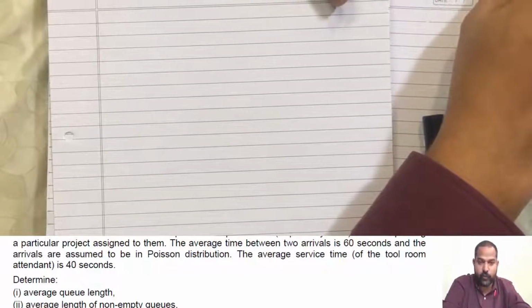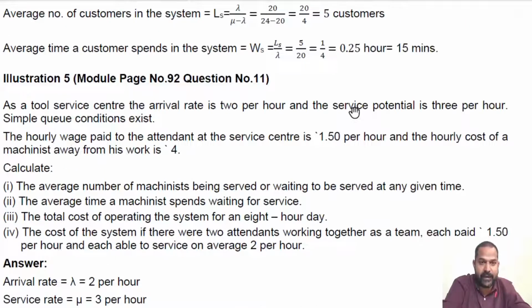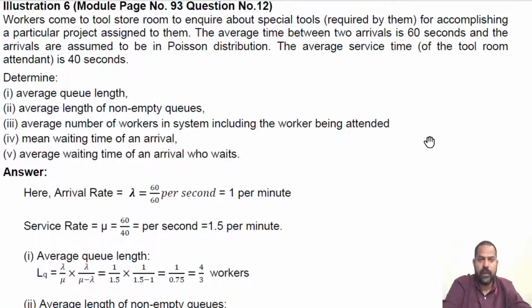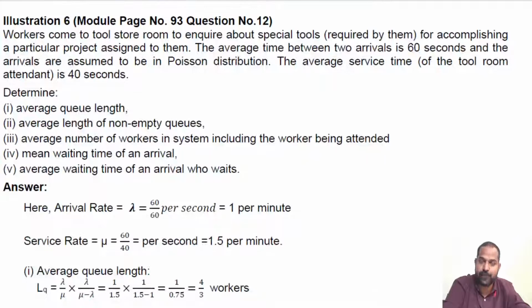The next question that I want to do is, I want to skip everything in between and directly go to the last question on that sheet, which is question number 6, which according to your module is question number 93, or question number on page 93, question number 12. The question says, workers come to a tool store room to inquire about special tools. So workers are coming to a tool store room to inquire about tools. Okay. For accomplishing particular projects assigned to them.